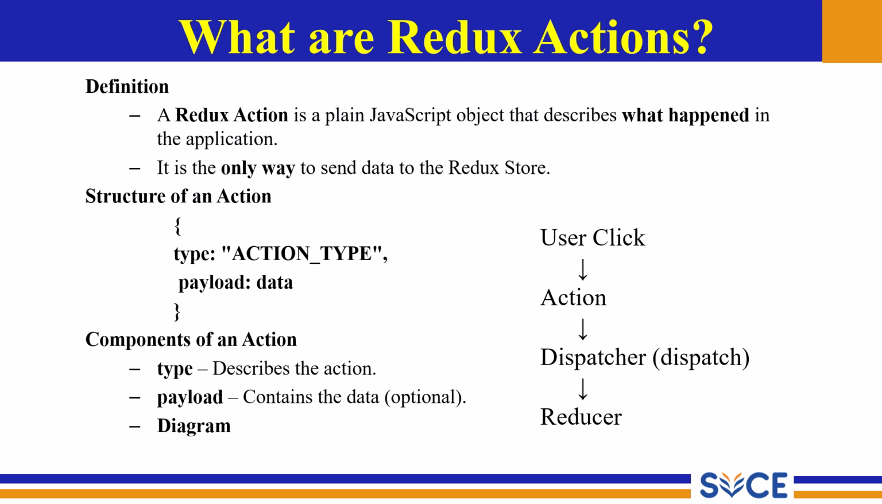Think of an action like sending a message: please add this laptop. The action itself does not add anything. Someone else will process it. Now let's understand the flow shown in the diagram. User clicks button, action is created, and then dispatch sends it, reducer receives it, store updates, and React automatically displays the updated information. This is the complete lifecycle of every Redux update.